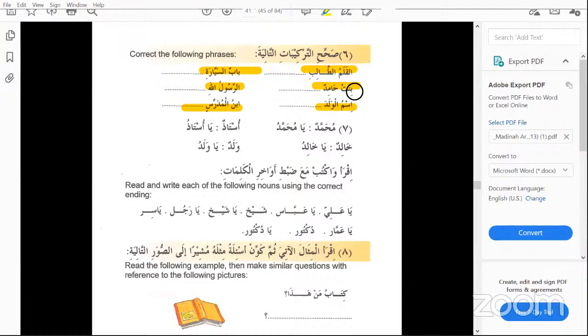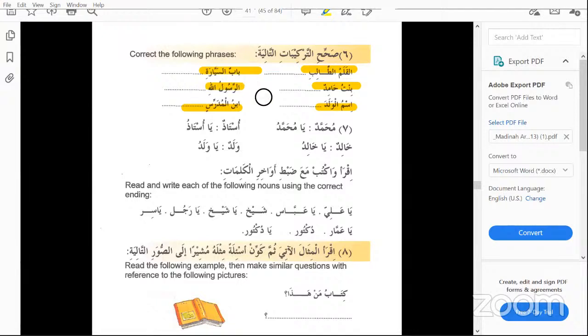Qalamu talibin. Why are you reading talibin when there's alif lam on the next one? Because of alif lam, it should not have a tanween. It should have one kasra. So it'd be kalamut talibi. So the alif lam here on qalam is incorrect. This alif lam should not be here. Okay. Next one. So next one is, it says babun and as-sayyarati.